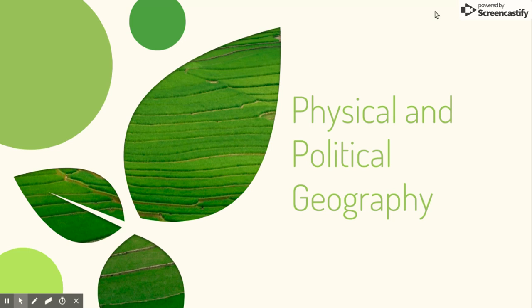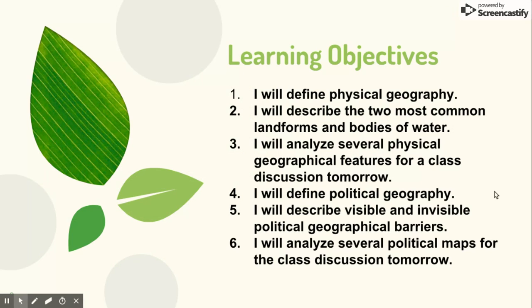All right. We have a couple different learning objectives for our video. One is that I, the student, will define physical geography. Two, I will describe the two most common landforms and bodies of water. Three, I will analyze several physical geographical features for class discussion. Four, I will define political geography. Five, I will describe visible and invisible political geographical barriers. And six, I'll analyze several different political maps for the class discussion tomorrow.